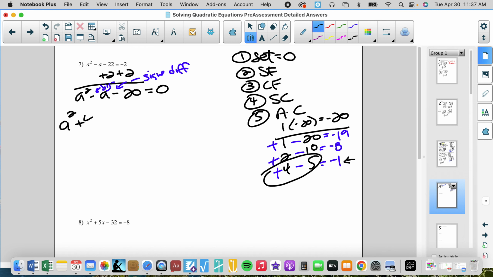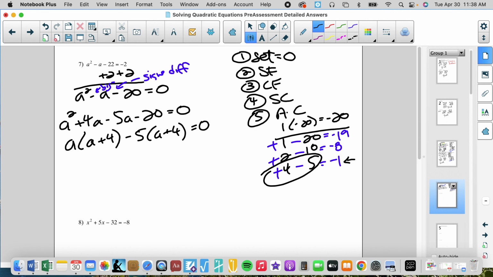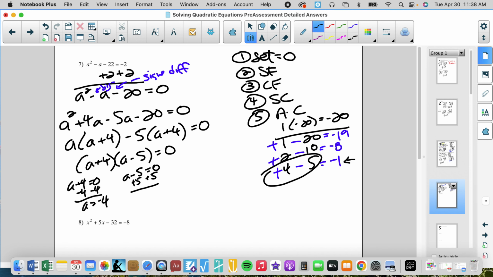a squared plus 4a minus 5a minus 20 equals 0. We're going to factor out an a, you get a plus 4. Factor out a negative 5, you get a plus 4. a plus 4, a minus 5 equals 0. Let's set them equal. a plus 4 equals 0. a minus 5 equals 0. Minus 4. Add 5. So my solution set is negative 4 and 5.